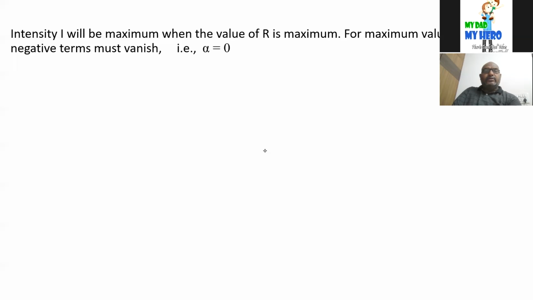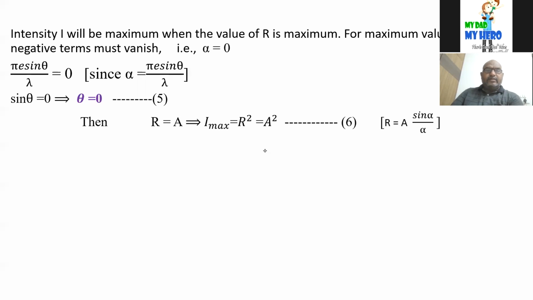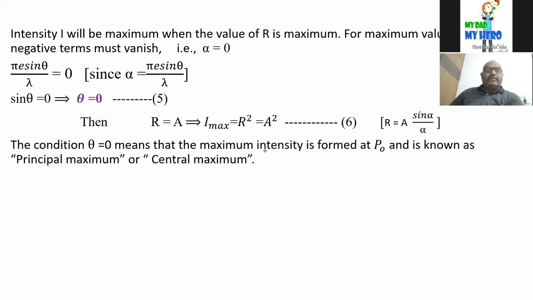The maximum value of R occurs when the negative terms vanish, that is when alpha is equal to 0. Alpha is pi e sine theta by lambda, which is equal to 0. Either lambda is equal to 0, pi is equal to 0, or sine theta is equal to 0. Sine theta is equal to 0, so theta is equal to plus or minus n pi. Then R is equal to A, then I maximum is equal to R square, which is equal to A square. That is called the maximum condition. If the condition theta is equal to 0, the maximum intensity is focused at P naught. P naught is the bright central maxima or principal maxima.